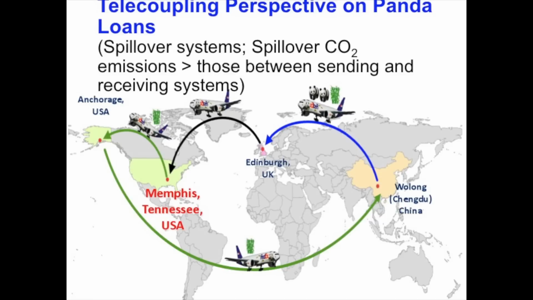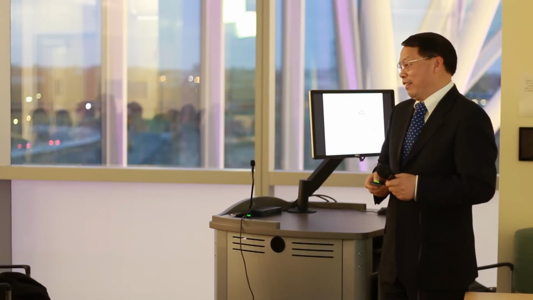Here I want to show you the difference from the traditional view of panda loans. See here, a couple of years ago, 2 pandas from Wolong went to Edinburgh. Okay? They took an airplane ride by themselves, just 2 pandas. Unlike with people, on an international flight you have 300, 400, 500 people. They only have 2 there. Right? So that's just a sending and receiving system. Okay? But if you take a telecoupling perspective, it's much more complicated.